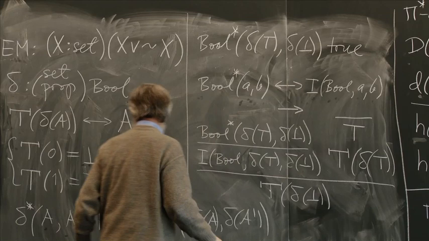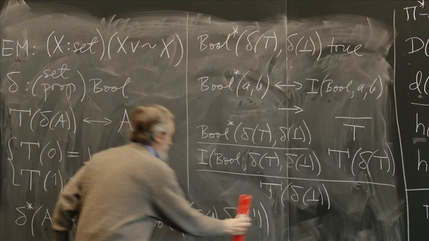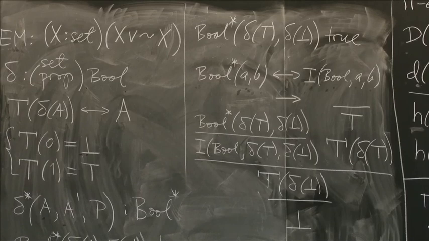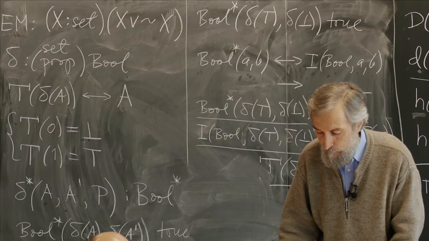And now use this for falsity instead. We get that from T of delta of falsity, we can derive absurdity. And that's the contradiction. So this model, which is the model for extensionality, the model that interprets everything extensionally, actually refutes excluded middle.